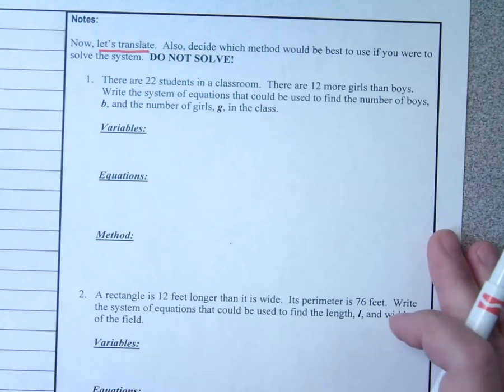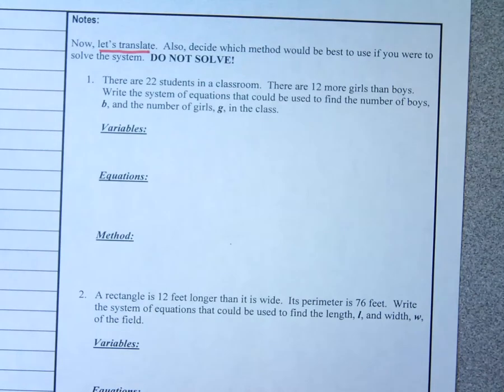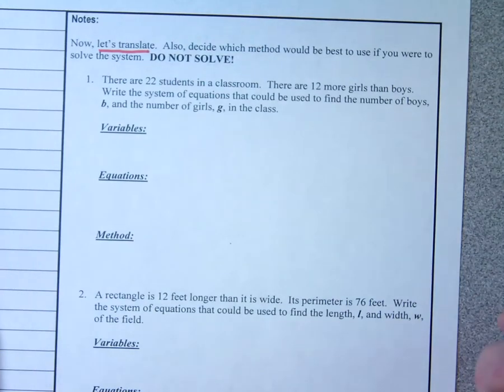So number 1 says, there are 22 students in a classroom, and there are 12 more girls than boys. Write a system of equations that could be used to find the number of boys, B, and the number of girls, G, in the class.